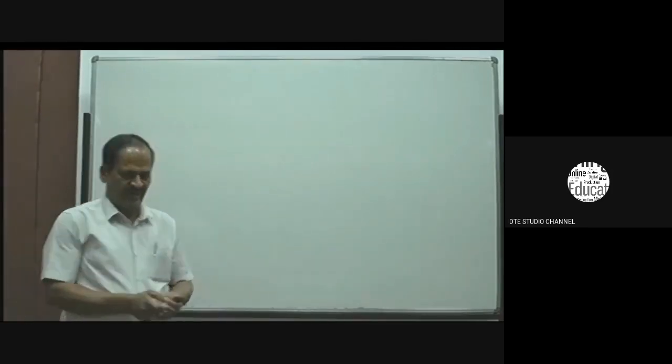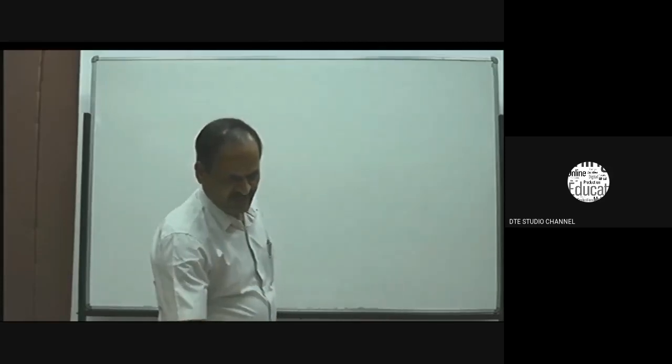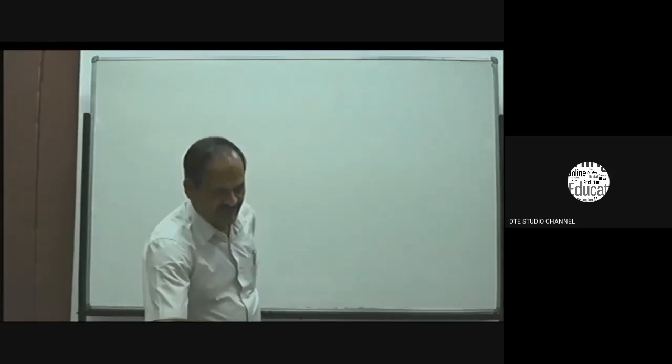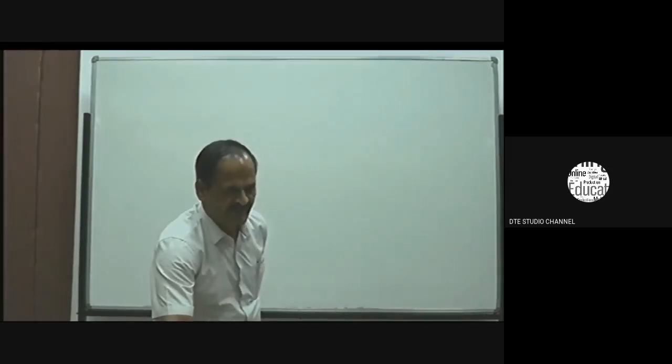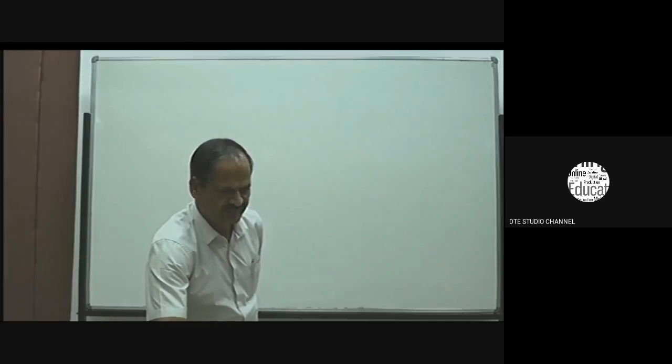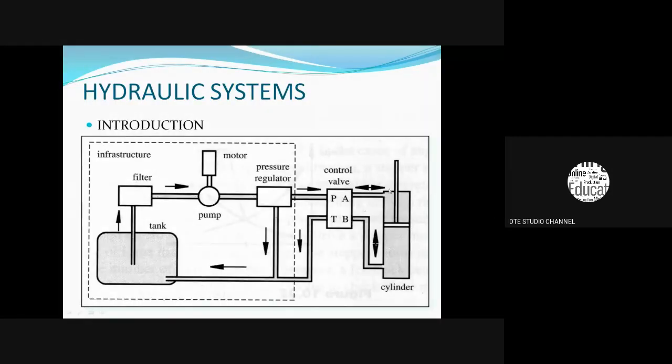The hydraulic systems, the basic components functions are: there is a storage tank or reservoir. The basic components of hydraulic systems are shown in figure. The main component is the storage tank or reservoir through which oil can be supplied to run the actuator.